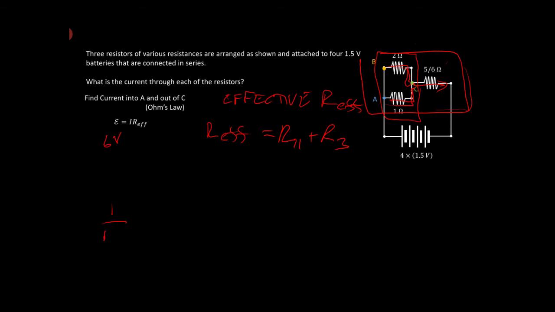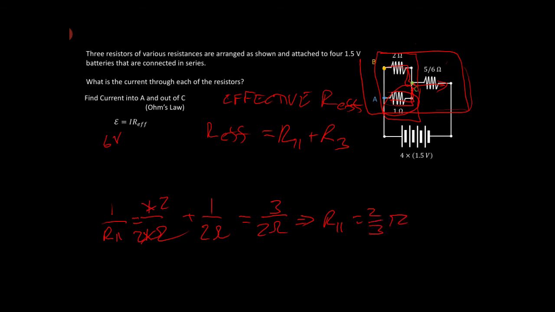All right, so R parallel, we had a procedure to do that. That was add the inverses. So 1 over R parallel is equal to 1 over 1 ohm plus 1 over 2 ohms, which is equal to, multiplying this by 2 over 2, 2 over 2 ohms plus 1 over 2 ohms. So that's 3 over 2 ohms, which means that our parallel resistance is equal to 2/3 of an ohm.